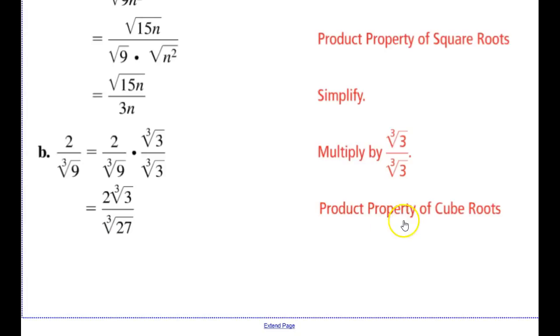So now I use my product property of cube roots, right? And I just multiply those together. And then I can simplify. And I know that the cube root of 27 is 3. So you don't always have to use just the smallest one to multiply by. For me, to make my life a little easier, I would have multiplied by the cube root of 9, and then we can continue to simplify things as we go from there.